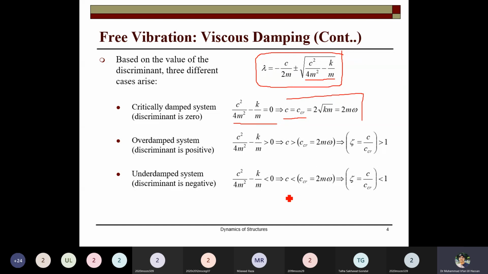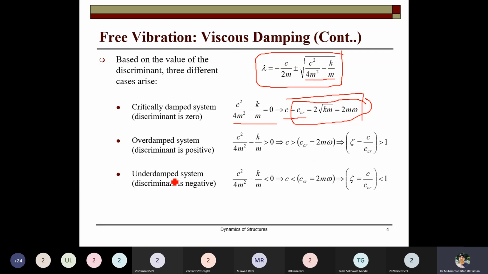Most of the civil engineering structures are underdamped systems. From that you can determine the critical damping value also, because for the critically damped system you put it equal to 0, it means that C becomes CCR, critical, and that will be equal to 2 under root km. So 2m omega is the formula for the critical damping. When it is larger than 0, it means that C is larger than CCR. Or you can say the damping ratio zeta is equal to C over CCR, the damping coefficient over the critical damping coefficient, that will be larger than 1.